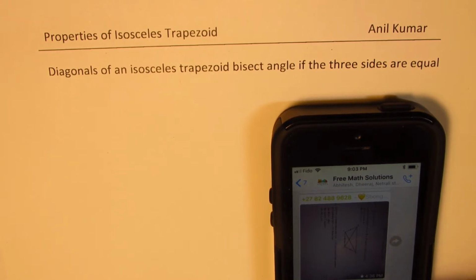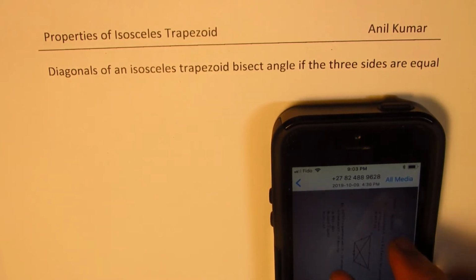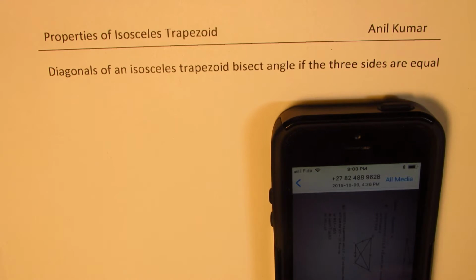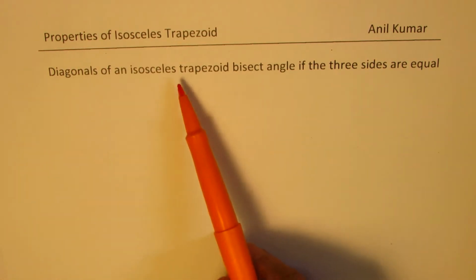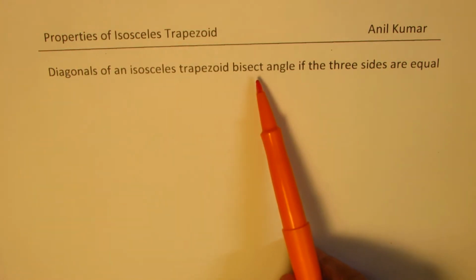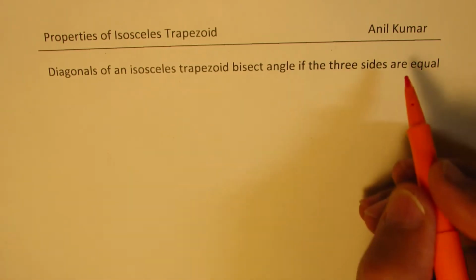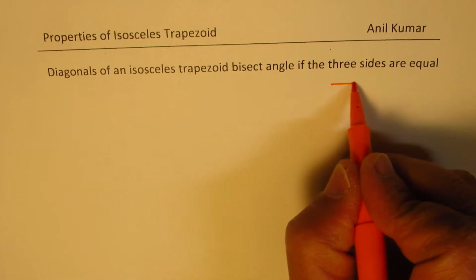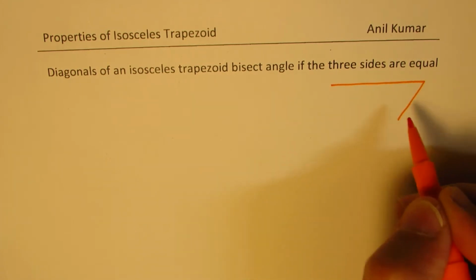Now here is a question based on geometry which I'd like to address here, which I've written in short, and we'll discuss it now. The question is that diagonals of an isosceles trapezoid bisect angles if the three sides are equal. Let me make a sketch. I'll make a rough freehand sketch here. I hope it will serve the purpose.